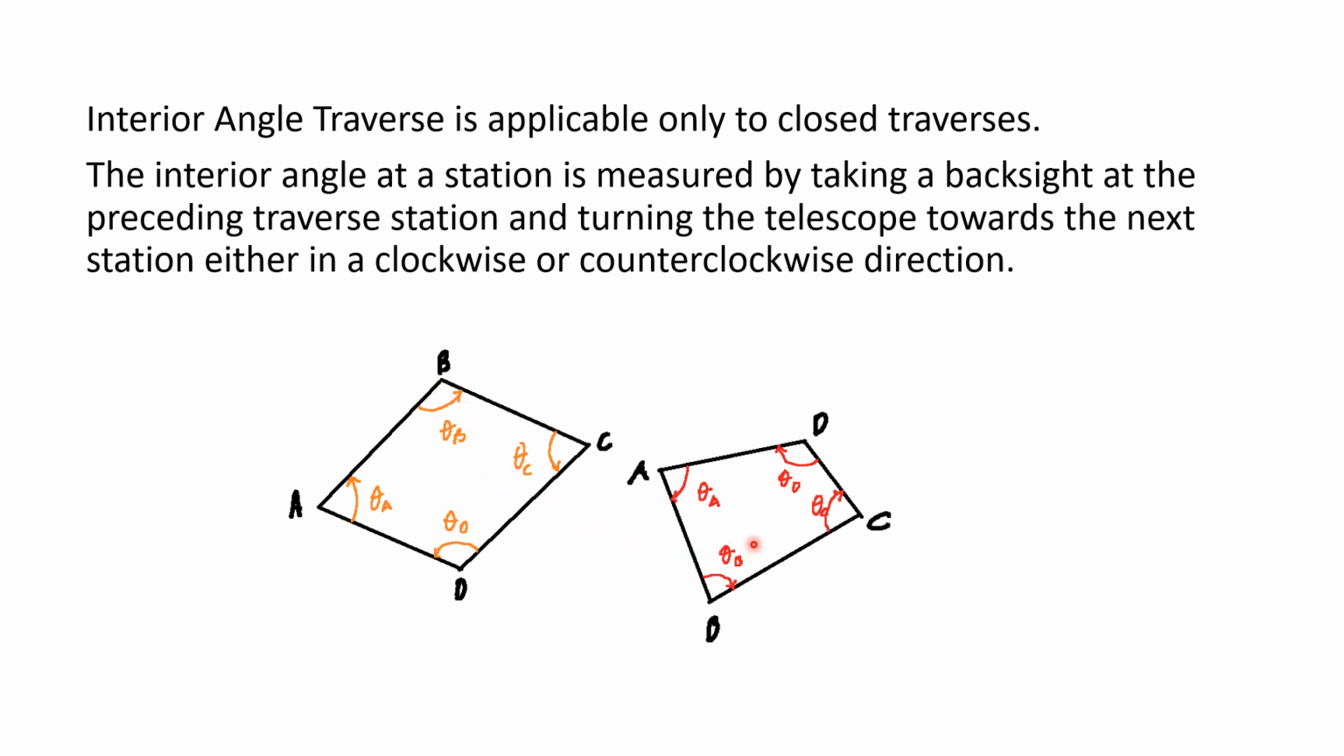For the other closed traverse, which proceeds in a counterclockwise direction, the interior angle at station A is measured by first sighting on the previous station D and then turning the telescope in a clockwise direction towards the next station B.